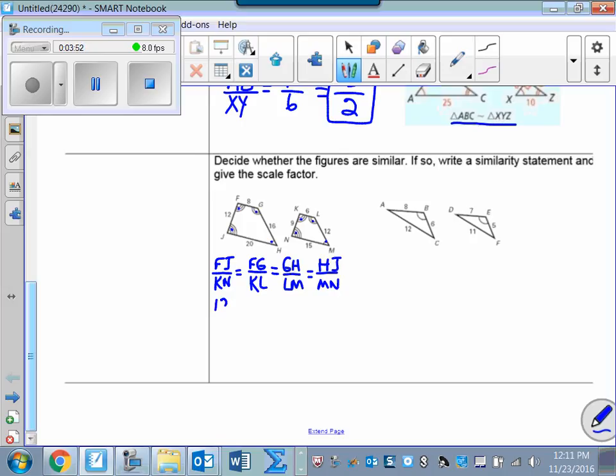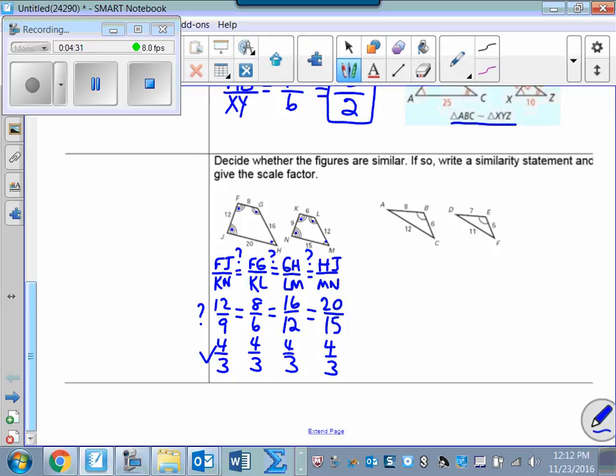So what do we have? We got 12/9, and I should put question marks here because I don't know yet whether they're equal or not. So does 12/9 equal 8/6 equal 16/12 equal 20/15? I don't know. Let me simplify each one of those and I'll tell you. That'll be 4/3. 2 goes into 8, that'll be 4/3. That'll be 4/3. 5 goes into that, 4/3. So yes, indeed, these are similar.